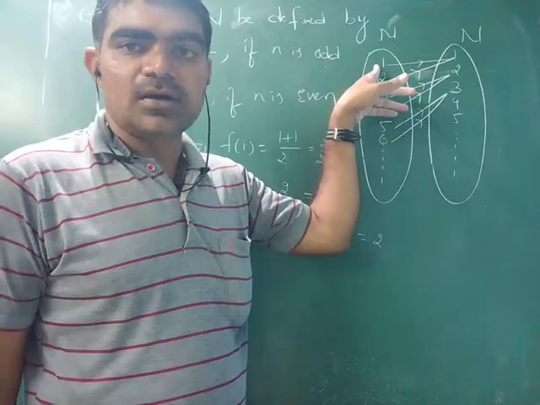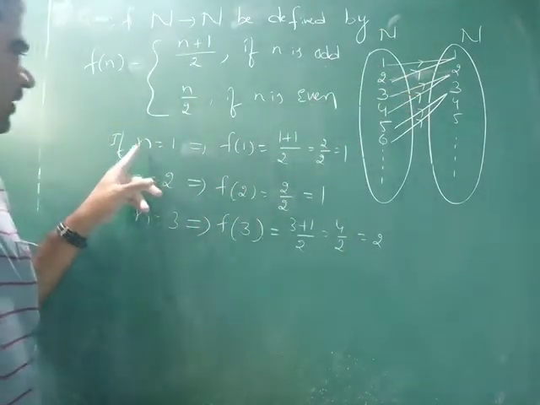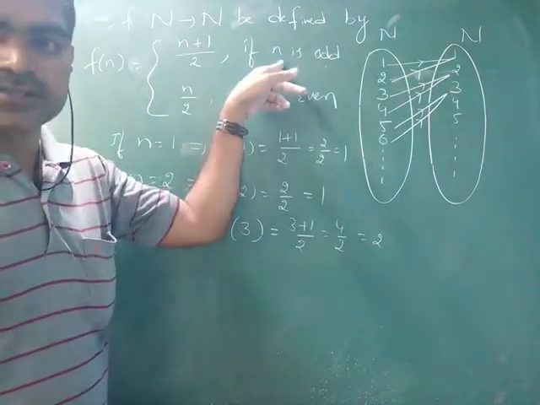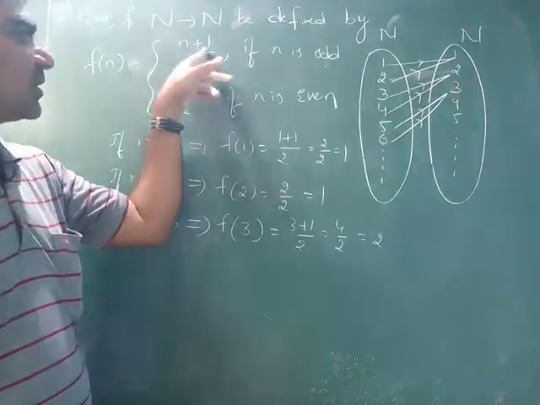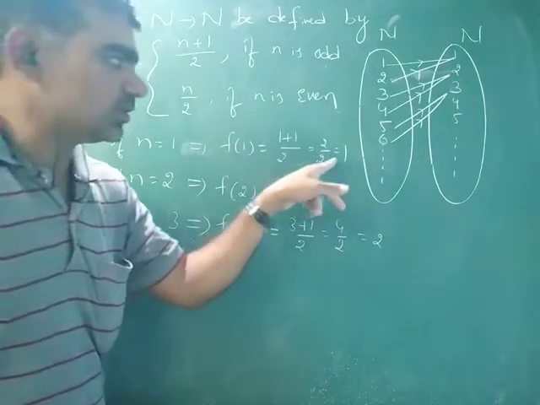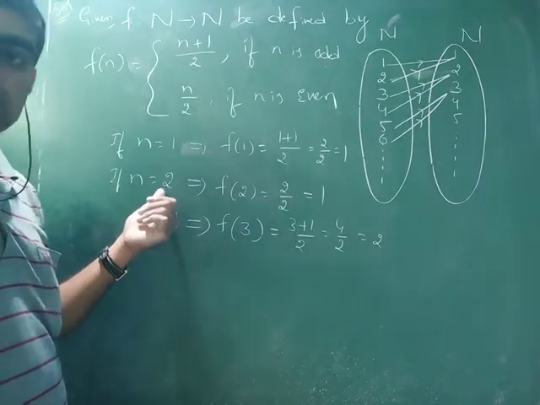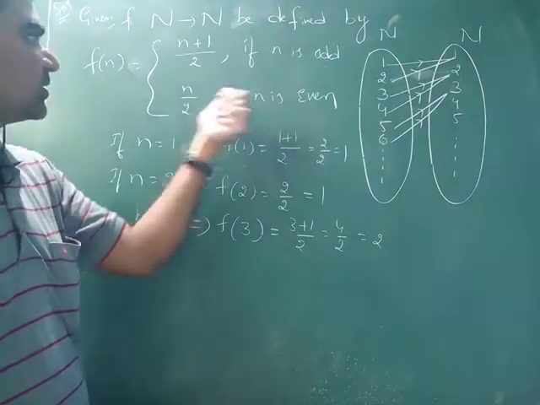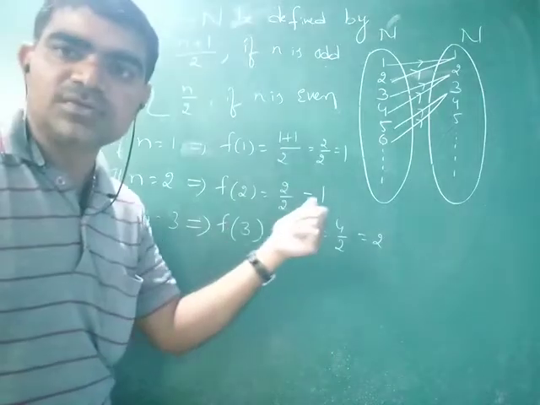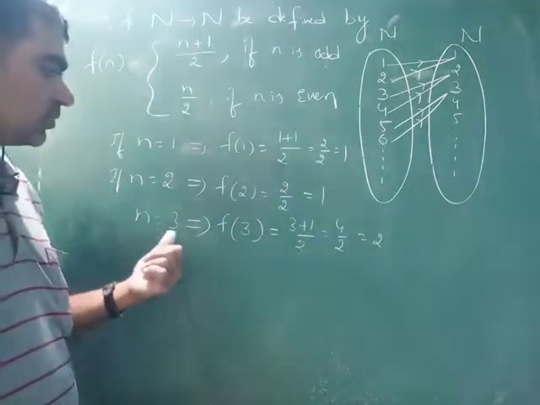Okay? Clear? From the Venn diagram. Once again, according to the given definition, if n equal to 1, it's an odd case. That means first case. (1 plus 1) by 2 is 2 by 2, which is 1. n equal to 2 is the second case because n is even. 2 by 2 is nothing but 1. Okay. Next, n equal to 3.